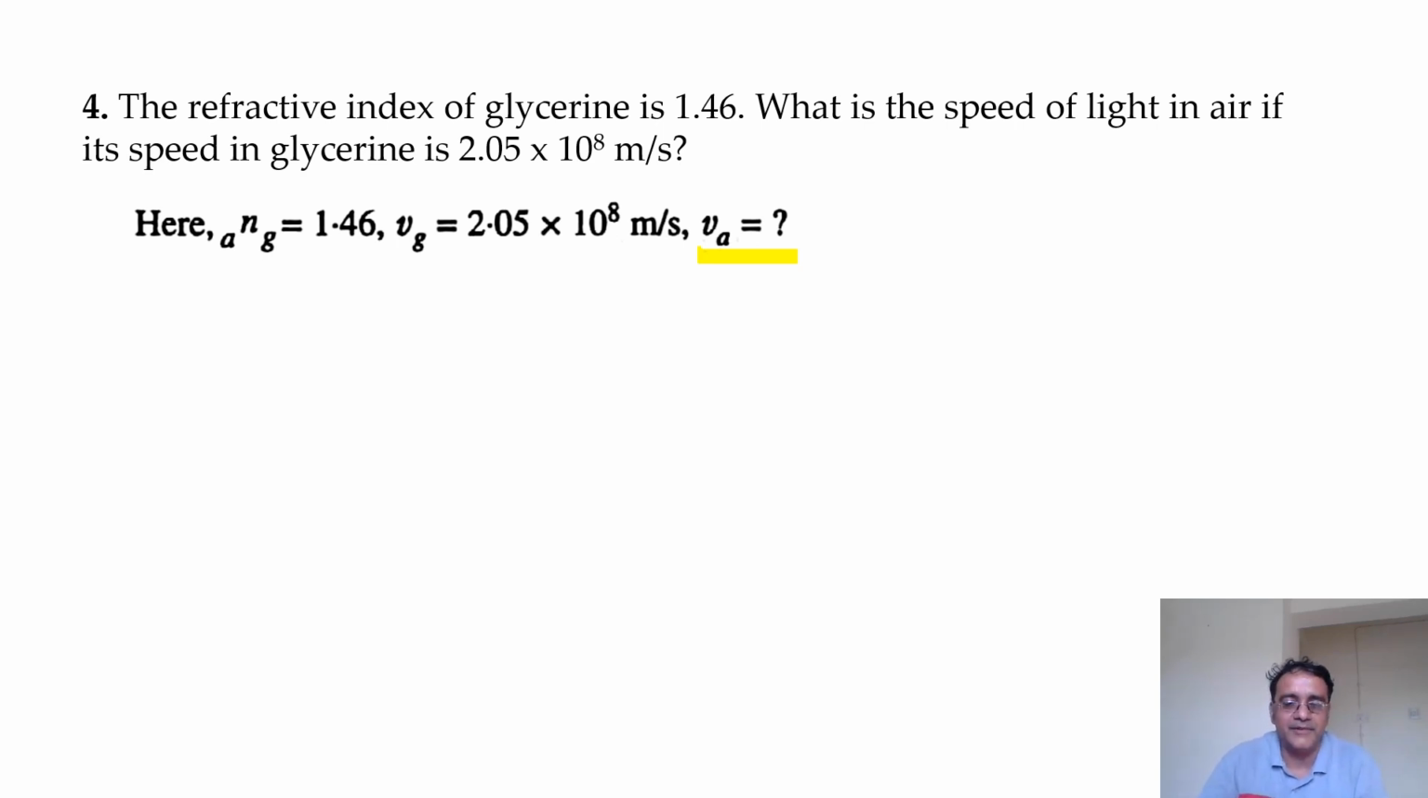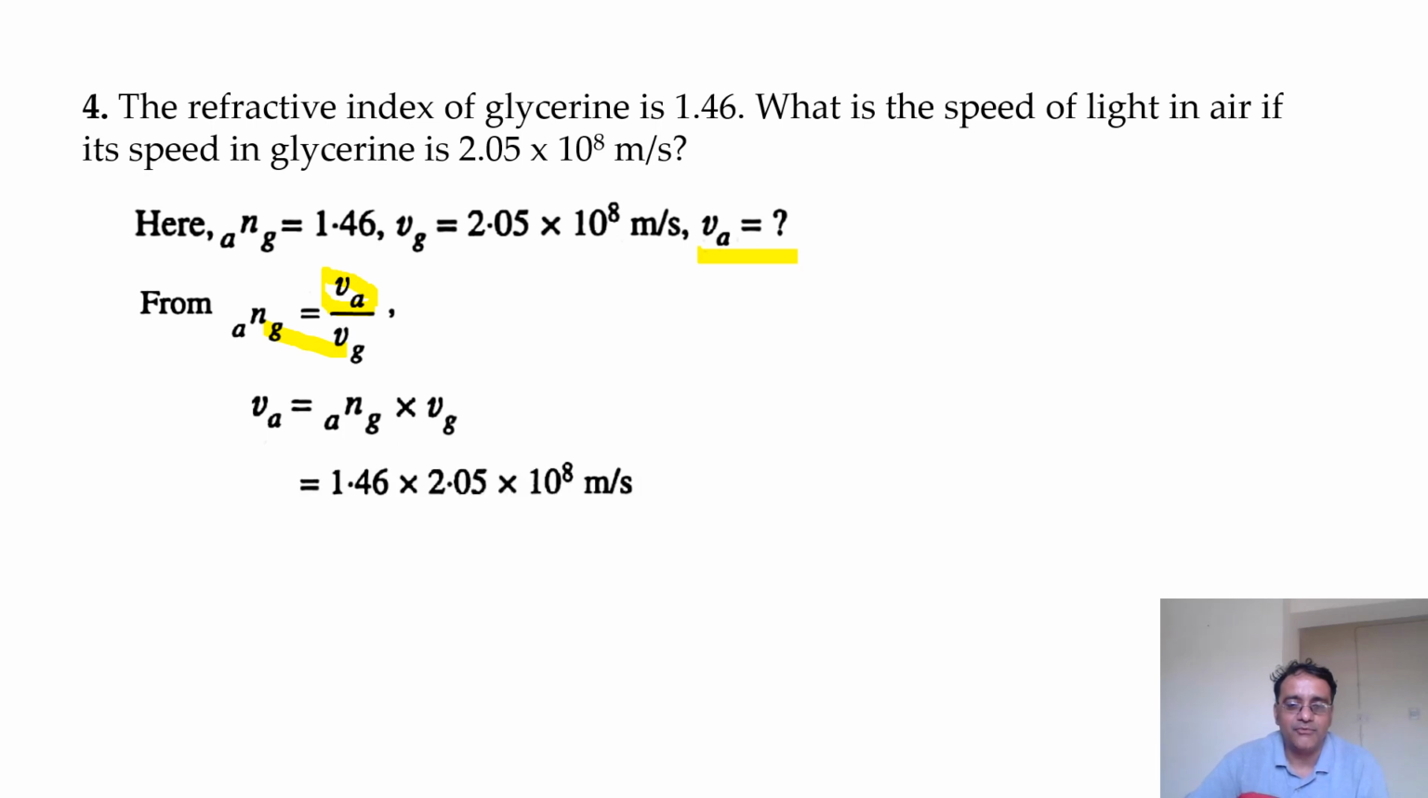So the same formula we will use. Ng with respect to A is equal to VA upon Vg. Now हम लोग को ये वाला निकालना है, तो इसको क्रॉस मल्टीप्लाई कर लेंगे. Now we'll substitute the values. 1.46 into 2.05 into 10 to the power 8. So we'll get approximately 2.99 into 10 to the power 8 meter per second.